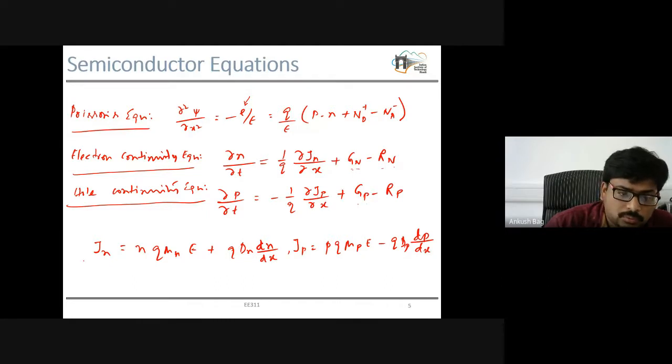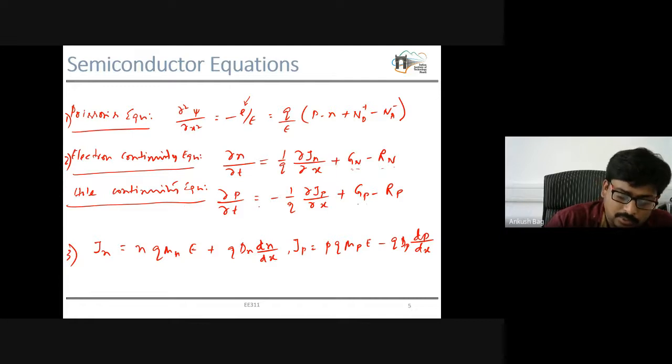So these are the equations. If we number them, these are the continuity equations, 1, 2, 3. So these three equations, actually these are 1, 2, 3, 4, 5 equations. We need to formulate these equations for all the devices to understand the current voltage characteristics of your device.